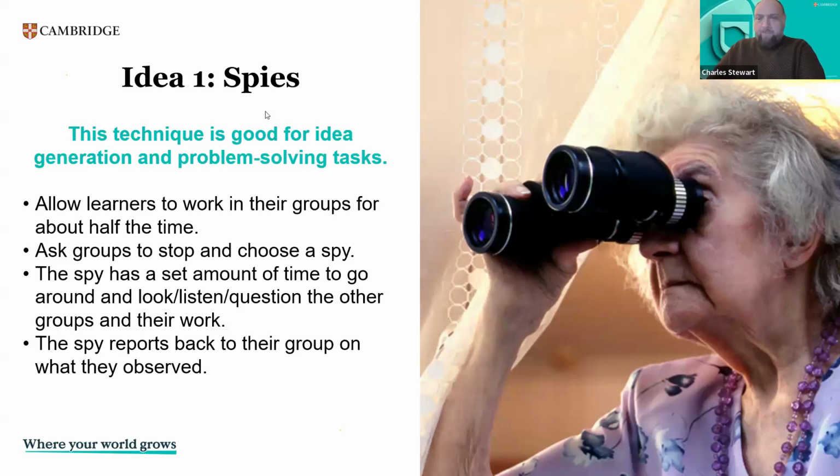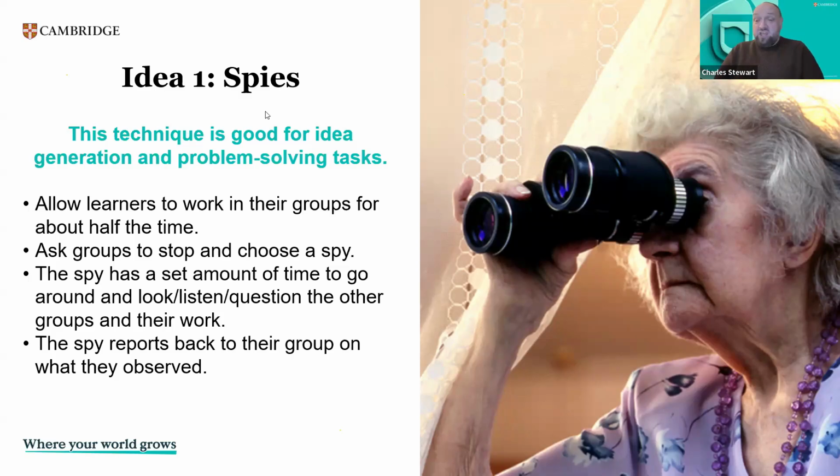Here, about halfway through the activity, put a picture of a spy on the board and say, right, everyone, stop, look at the board. What is this? It's a spy. Okay, you have 20 seconds in your groups. Who is your spy? And they talk together. Spies, raise your hand. And they raise their hand.